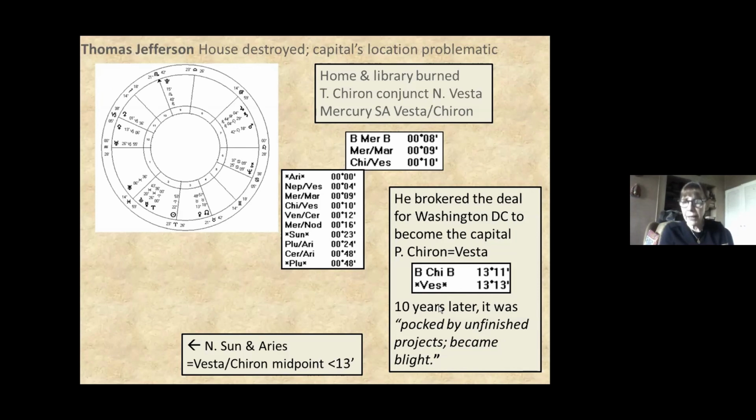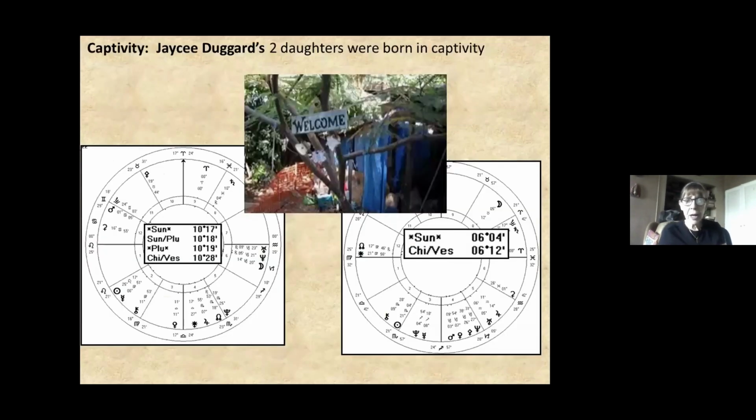And what happened was that 10 years later, nothing was finished because it became a blight. They needed to build canals, it was all on a swamp. They needed to build canals before they could do anything else. It took 10 years to get that infrastructure together. And that's what happened when he brokered a deal for property on a Vesta Chiron progression. We're always telling these people, hey, talk to an astrologer. Here's another Vesta Chiron situation.